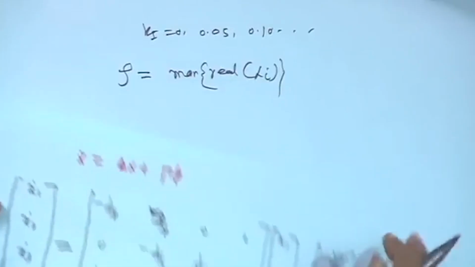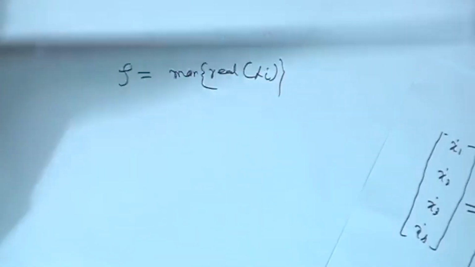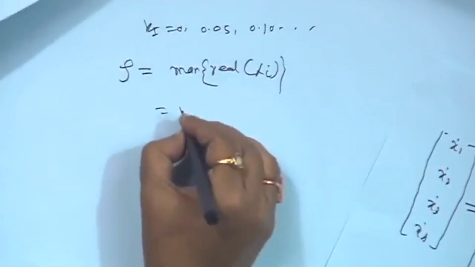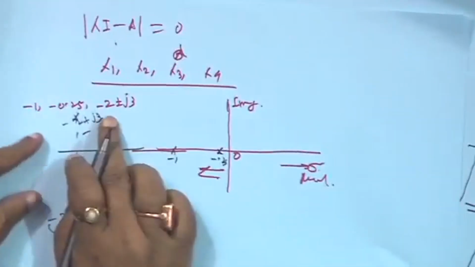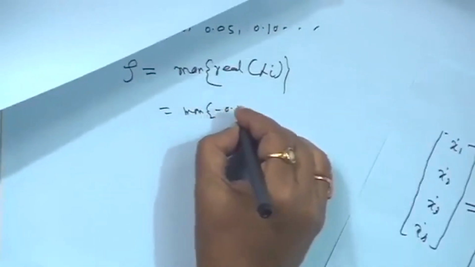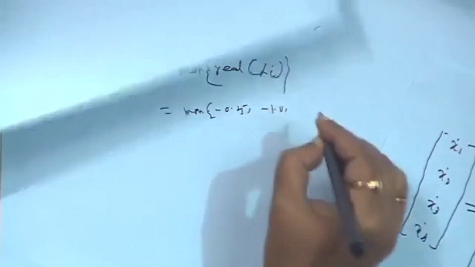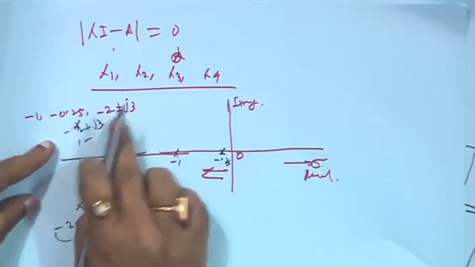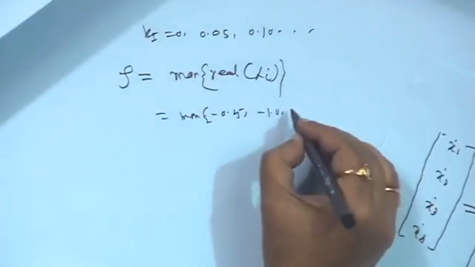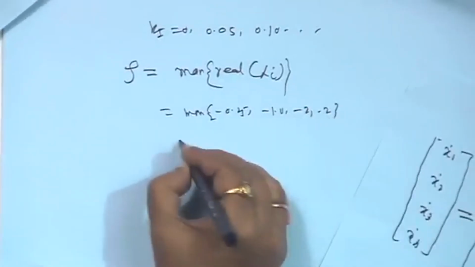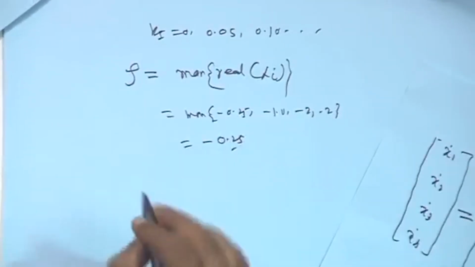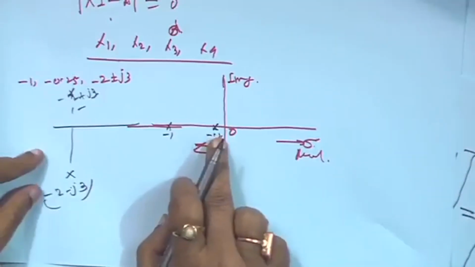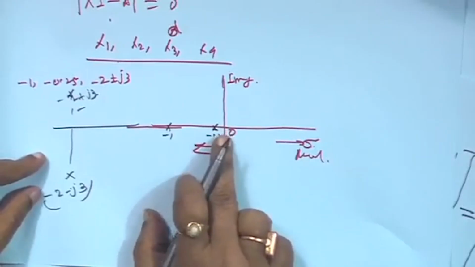That means, for this previous example, suppose the eigenvalues are like this. You take only the real part, so rho is equal to the maximum of the real parts: minus 0.25, then minus 1.0, and the other two have real part minus 2, because the eigenvalue was minus 2 plus minus j 3. So the maximum is minus 0.25, which is very close to the origin. This eigenvalue is more sensitive to system instability, right.